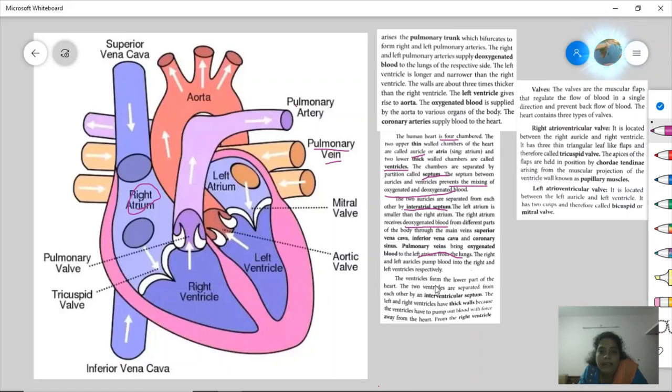The ventricles form the lower part of the heart. This is the upper part, and this is the lower part, which is occupied by the ventricles. The two ventricles are separated from each other by an interventricular septum. The left and right ventricles have thick walls.